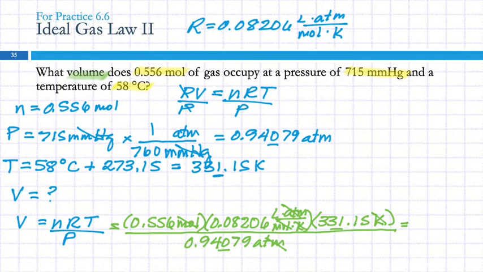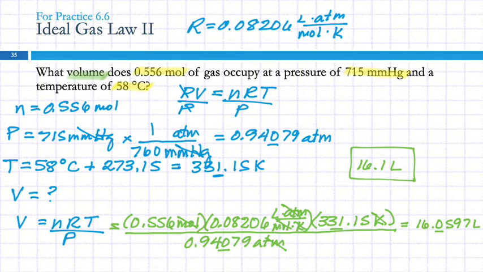0.556 times 0.08206 times 331.15 divided by 0.94079 equals 16.0597, and that is liters. And this again would have three significant figures. 16.1 liters is the volume. Any questions?